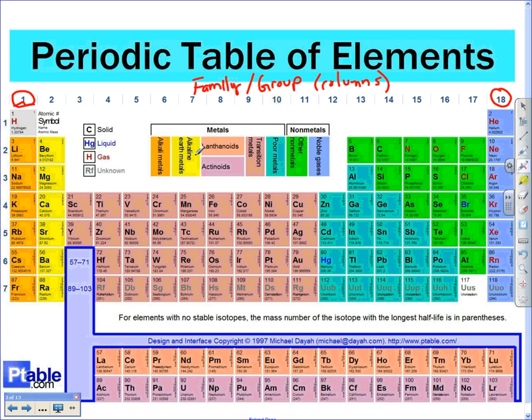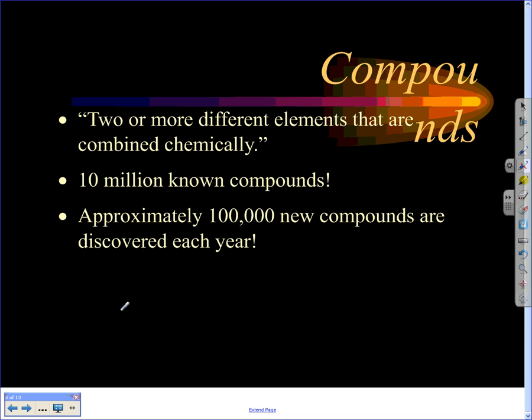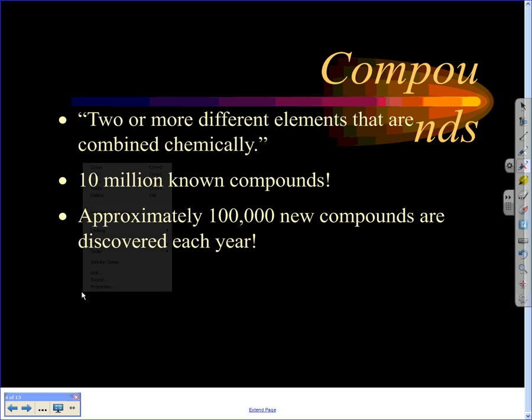In chapter 6, we will talk a little bit more about the periodic table of elements and how it's broken down, and all of the information that is encoded inside of it. It's quite amazing. We spend an entire chapter just breaking it all down and looking at it. Okay, moving on to compounds. Compounds are two or more different elements that are combined chemically. So you can't physically put two different elements together.